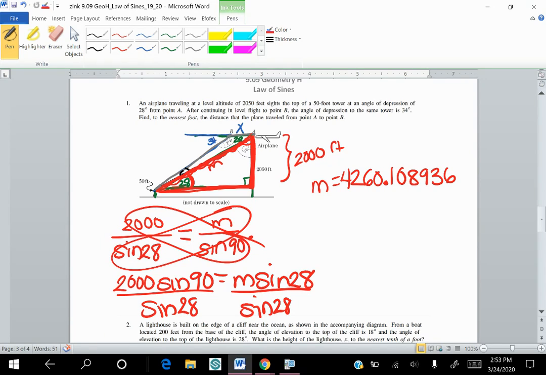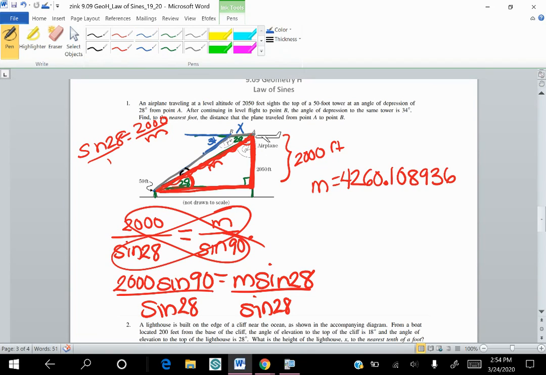Again, there's other ways to do this. If you wanted to use SOHCAHTOA and you did sine of 28 equals 2,000 over M and then cross multiplied, you'd get the same answer. Okay, so now I don't want to round this. I want to keep that a long decimal because that's not my final answer. I'm still looking to find x.